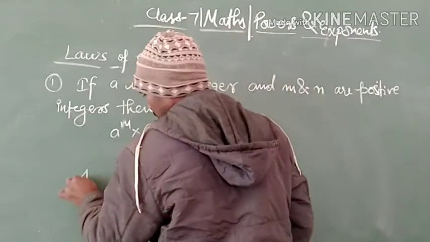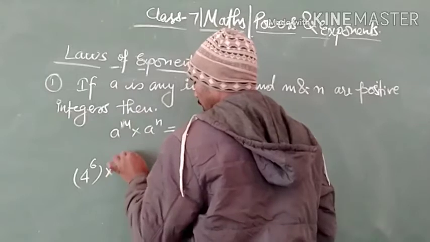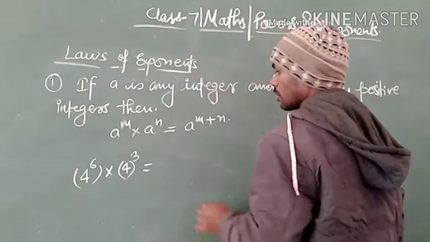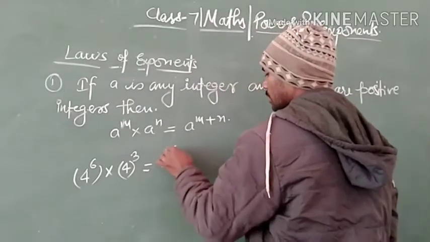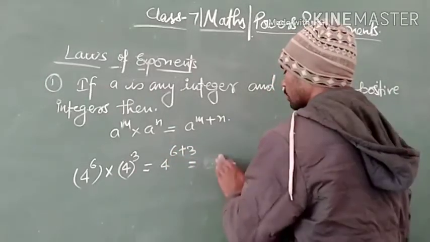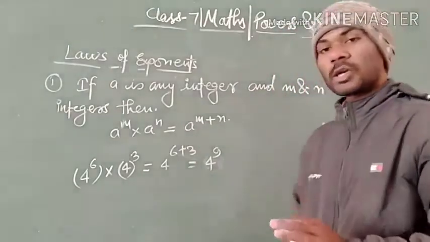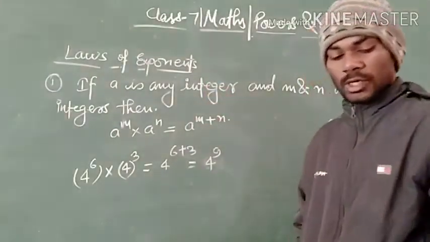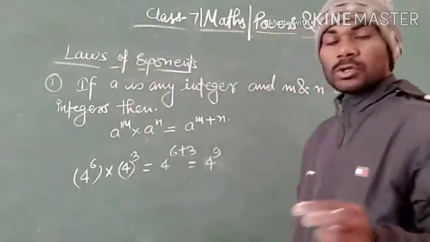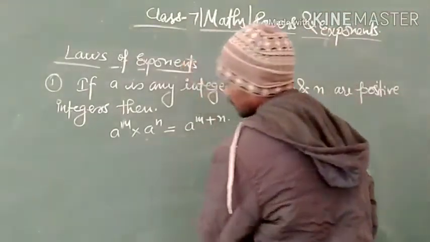If the question is 4 to the power 6 multiplied by 4 to the power 3, then according to this rule, it will be 4 to the power 6 plus 3 is equal to 9. Sorry, 4 to the power 9. But I think that it is not clear from this. So let us see how we can write this statement. We need to prove this statement. Okay, so let us see.